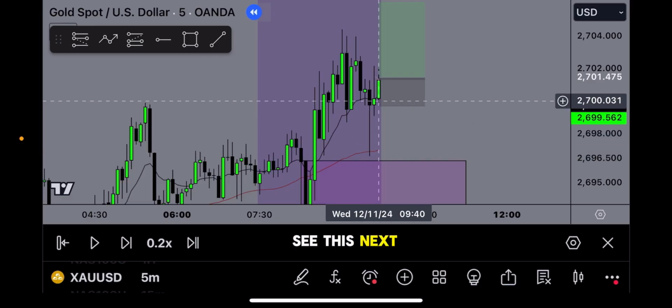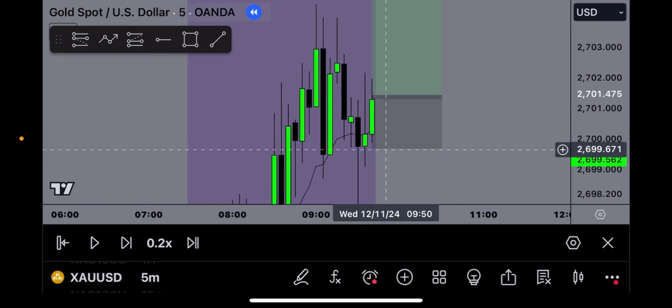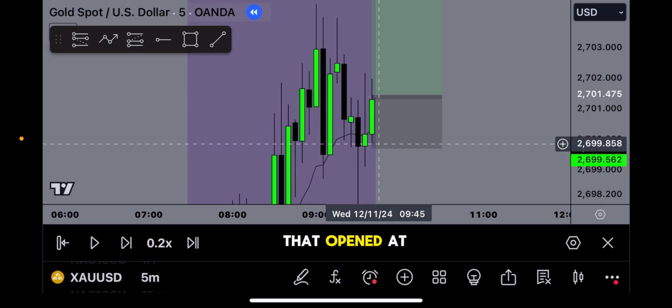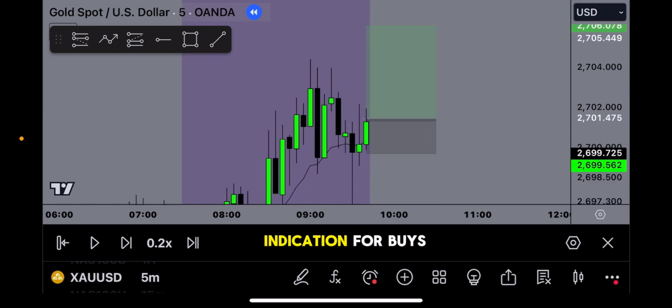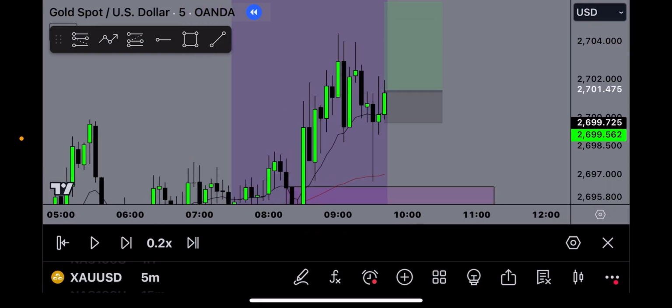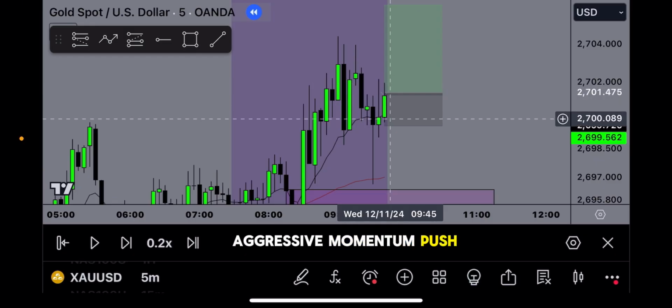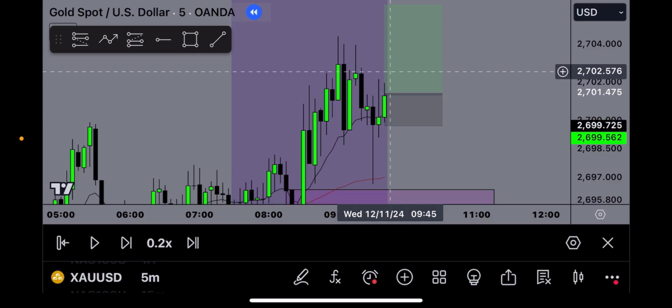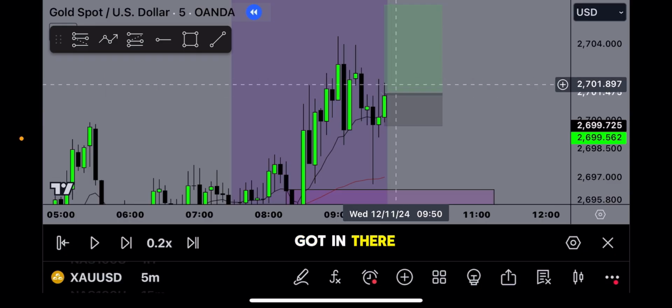And then we see this next candle right here that opened at one side of the 13 MA and then pushed up, even though it wasn't aggressive, and closed above on the other side of the 13 MA. That was my indication for buys, right? Even though it wasn't an aggressive momentum push or momentum candle, it was still my indication for buys, and I got in there.